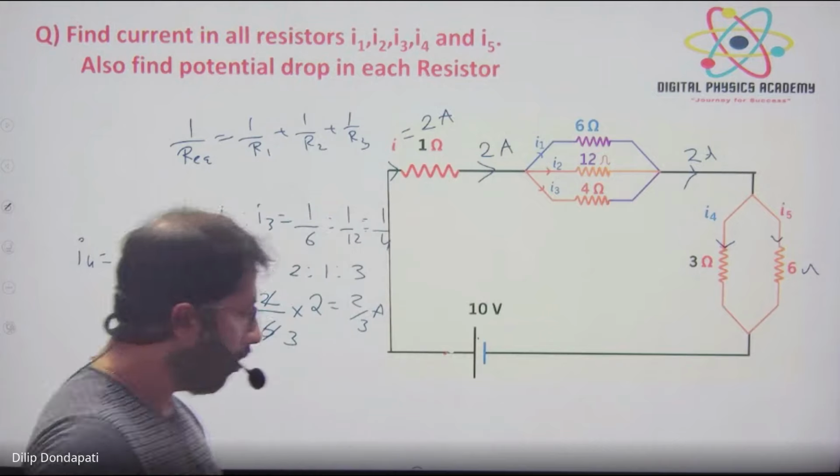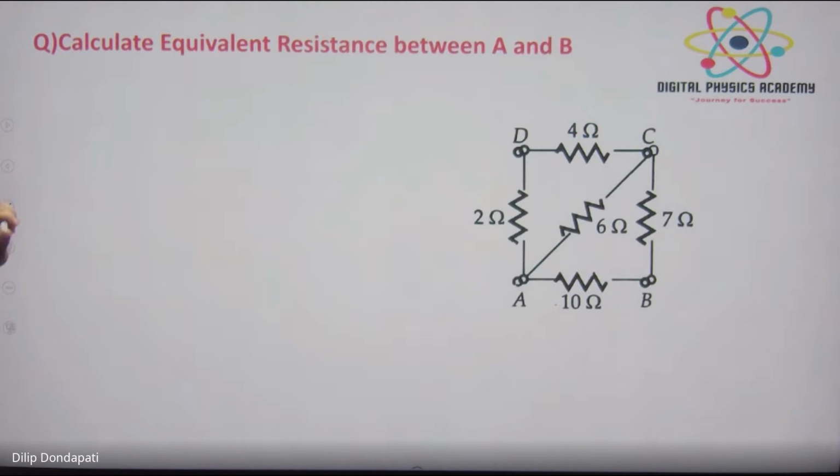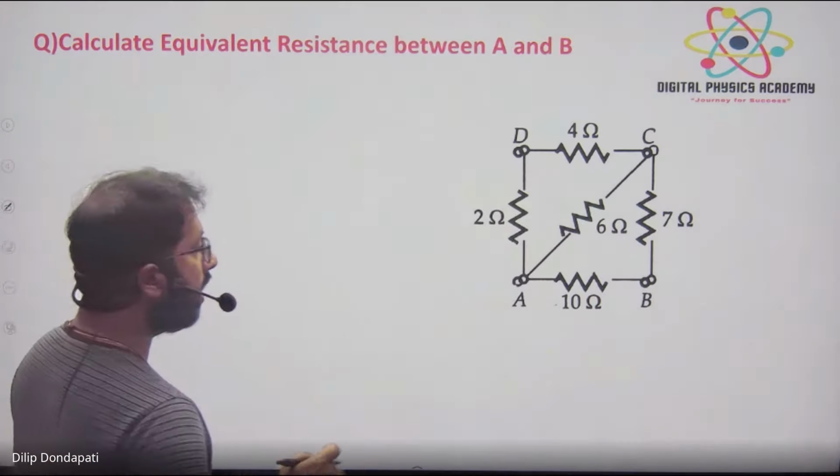Chalo. Now we'll go for the series parallel. We'll find the R equivalent between A and B. Always they will tell like this: between A and B, across A and B. So indirectly meaning क्या है?